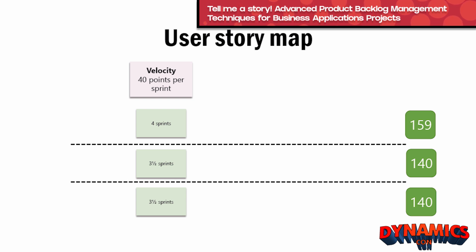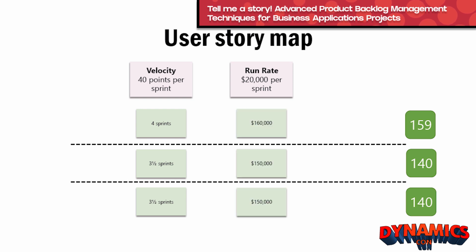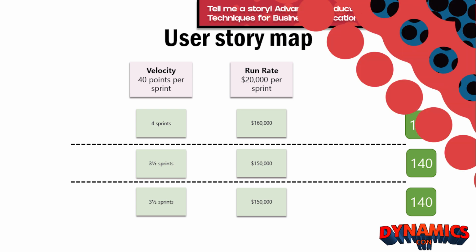Next, we need to estimate the run rate. The run rate is the fully loaded cost of all the development team members working on the project for one sprint. If you're a Microsoft customer working with a partner, it includes the consulting fees of the Microsoft partner and should also include your internal resource costs and any other third parties you expect to assist with the project. If we estimate the run rate to be $20,000 per sprint, now we can calculate the cost of each slice. The estimated cost of slice 1 is $160,000. Slices 2 and 3 will each cost about $150,000.